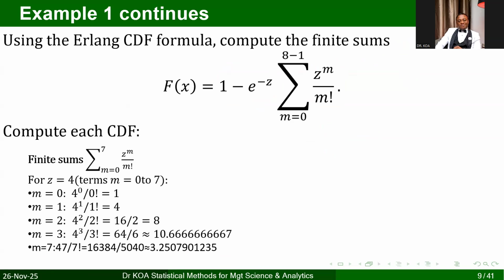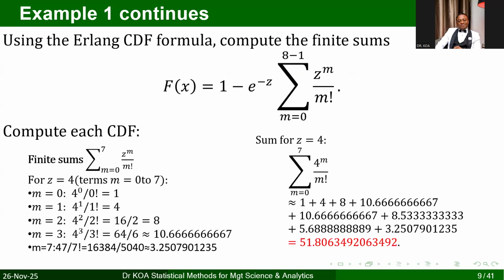Now, once you've gotten all of these, what do you do with them? You add them. Okay, you're going to sum them together. So here it is. I sum all of them together, and then you're going to get the value of 51.81 thereabout.